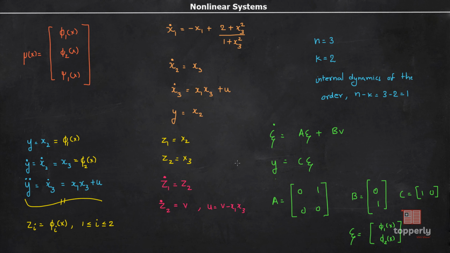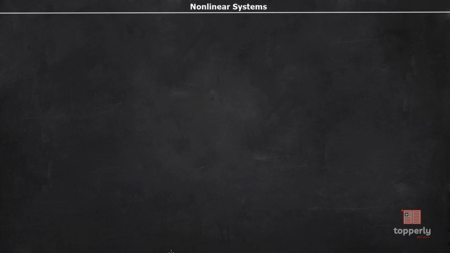For that, we need to find the third function psi 1 of x. Also, we learned that psi should be chosen such that Lg psi is equal to 0. This is to guarantee that the internal dynamics doesn't depend on the input u. We can expand Lg psi as dou psi by dou x into g of x.